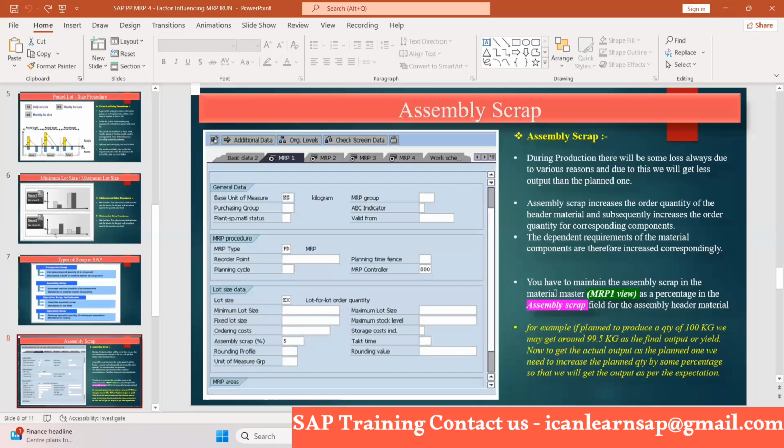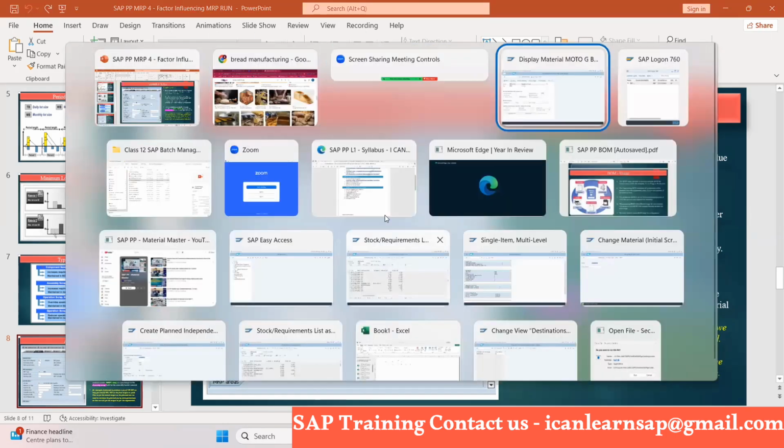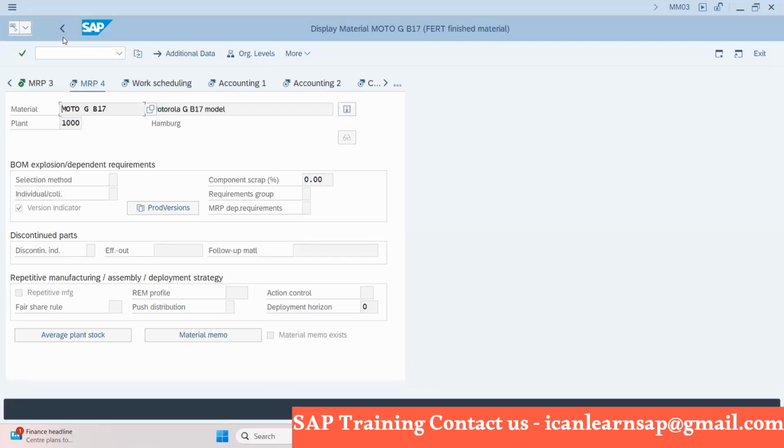For one more example, suppose you want to produce a quantity of 100 kg, you may get around 99.5 kg as the final output or yield. Now, to get the actual quantity, we have to increase the planned quantity by a percentage so that you get the output as per expectation. For this, we should have another method created.